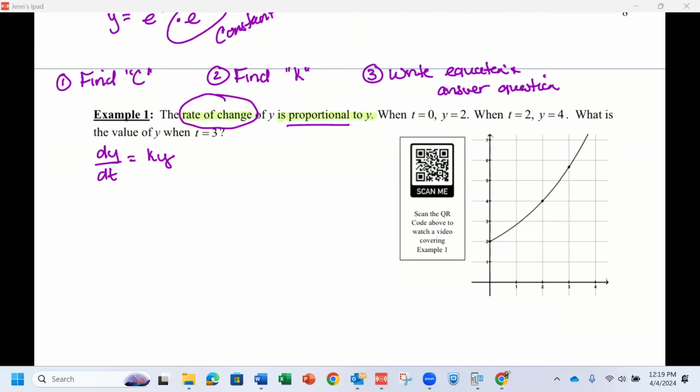Now, they're also going to have to give you two sets of ordered pairs. They may not say, hey guys, this is an ordered pair. You may have to interpret it based on some information given. They're telling you when t is equal to 0, y is equal to 2. So that's your first ordered pair. So I have an ordered pair of 0, 2. Then they're telling you when t is equal to 2, y is equal to 4. So there's another ordered pair.